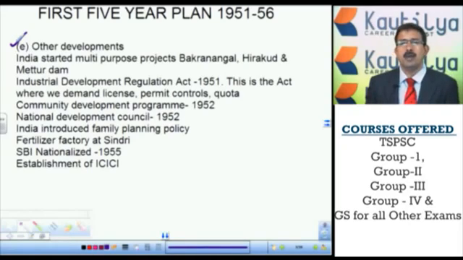So first, in what background? Second, aims and objectives of the plan. Third, outlay and sectoral allocations. Fourth, review of the plan. And fifth, important developments of the plan. Likewise, if you study each plan under these 5 heads, the success in the examination will be easier.